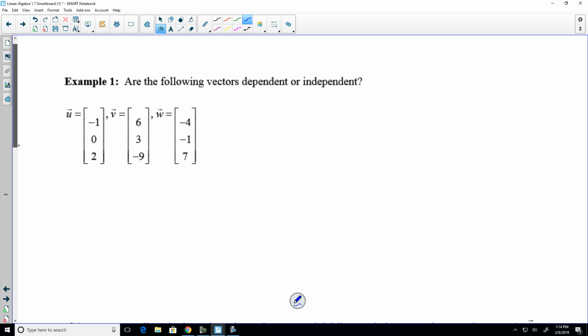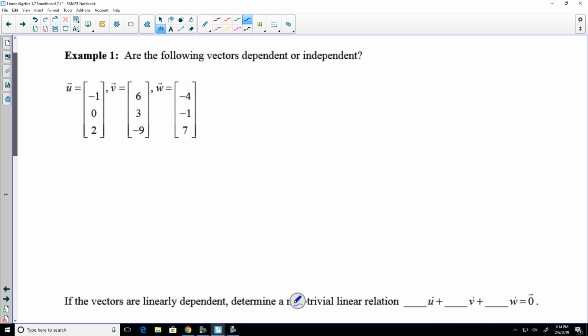So, are the following vectors dependent or independent? So how are we going to figure this out? The definition of linearly independent says the homogeneous equation has only trivial solutions. So x1u plus x2v plus x3w equals 0. If the only way to make that work is for all the x's to be 0, then they're independent.